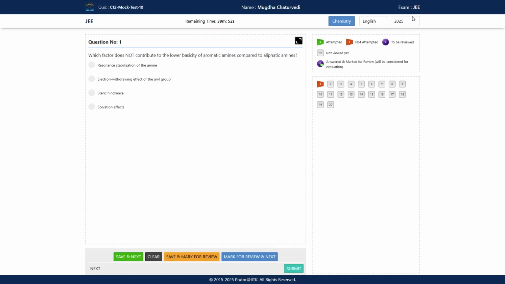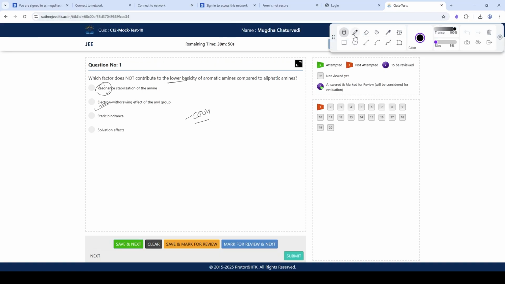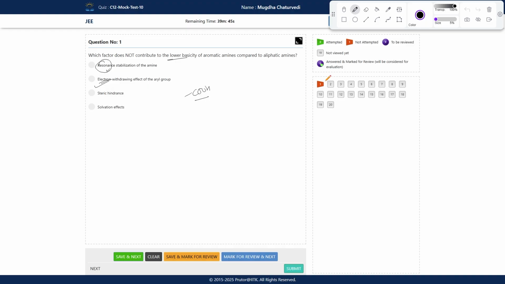What is asked in the first question? In the first question, you have to tell which of the following factors does not contribute to the lower basicity of aromatic amines compared to aliphatic amines. Four things are given to you: resonance stabilization, electron withdrawing effect, steric hindrance, and solvation effect. So you have to tell which does not contribute.